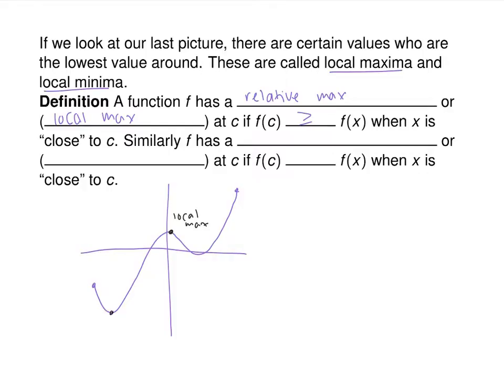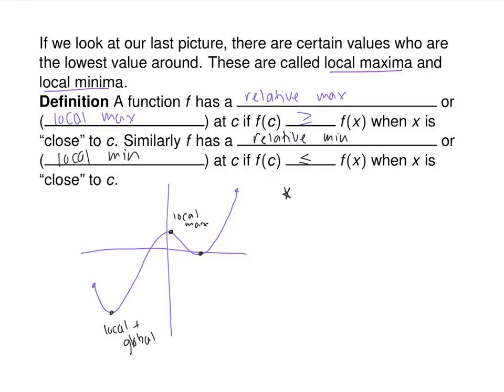What are these other two going to be? Local mins. So they're called relative minima or local minima if f of c is less than or equal to f of x. So would the one on the left have two names, local and? Yes, this one would be local and global.